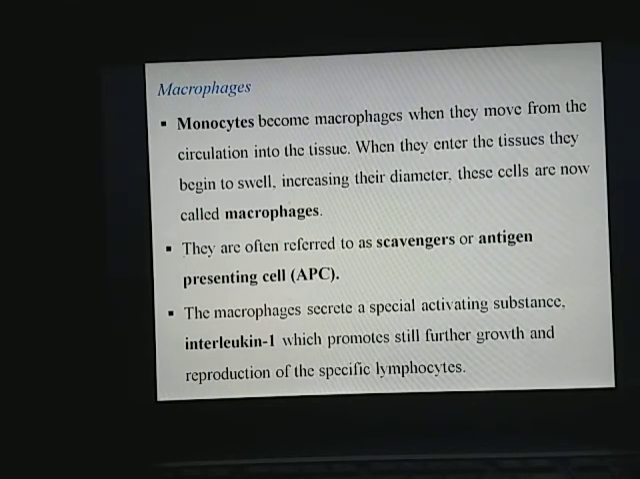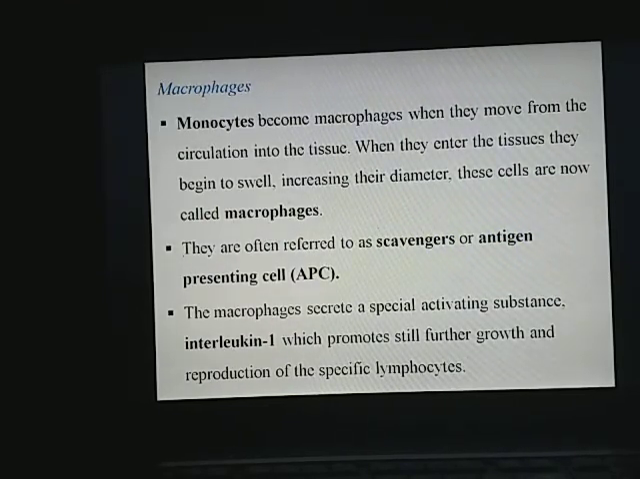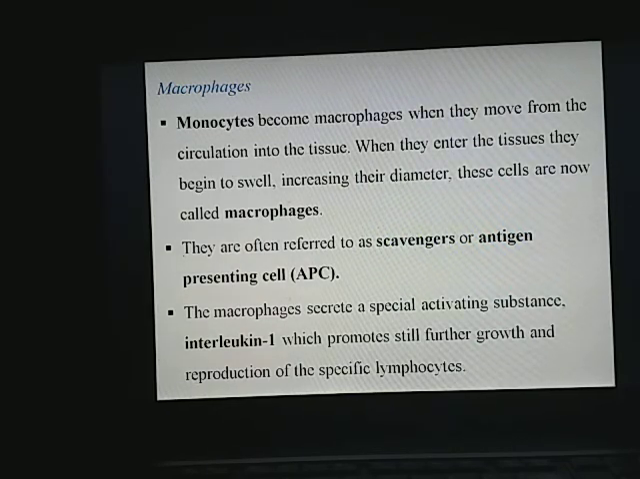Then macrophages. Monocytes become macrophages when they move from circulation into the tissue. When they enter the tissue, they begin to swell, increasing their diameter, and these cells are now called macrophages. They are often referred to as scavengers or antigen presenting cells or APCs. The macrophages secrete a special activating substance called interleukin 1, which promotes still further growth and reproduction of specific lymphocytes.